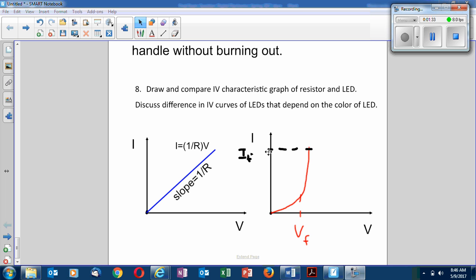The placement of these points, their location, depends on the color of LED. The closer to the red spectrum your LED is, the lower your I forward and V forward will be. For example, for red LED, the V forward is 1.83 volts usually, although we had some 1.58 volts LEDs as well in our classroom. For blues and whites, it's closer to 3.5 volts. So there is quite a bit of a difference between all of them.